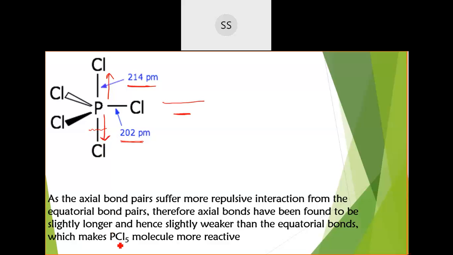So a question could be asked in this fashion: why is the PCl5 molecule more reactive? Why are they more reactive? That is because of this reason. The axial bonds experience repulsion, and compared to the equatorial bonds they become a little longer. If they are becoming longer, they will be more reactive. So PCl5 is found to be more reactive due to this reason.